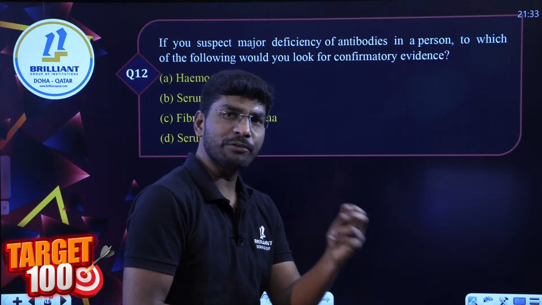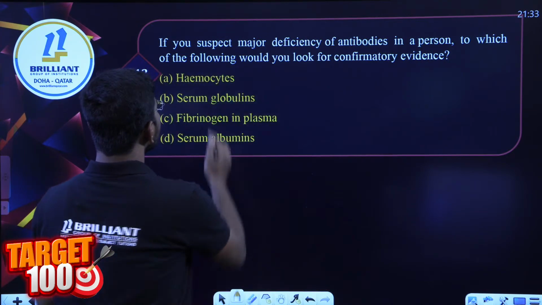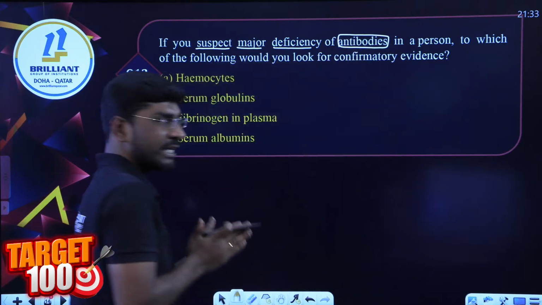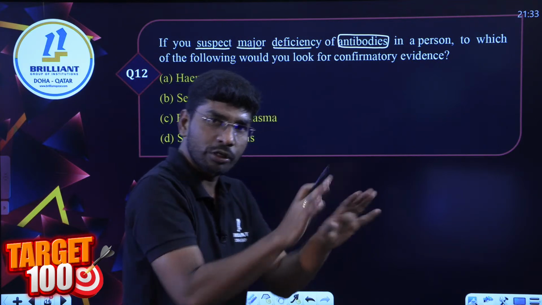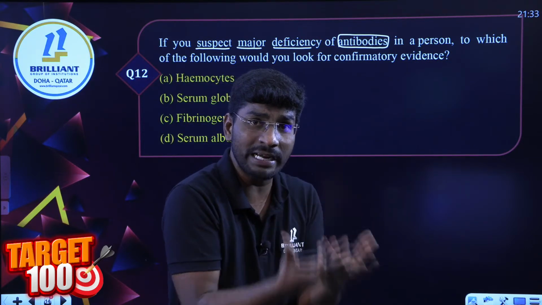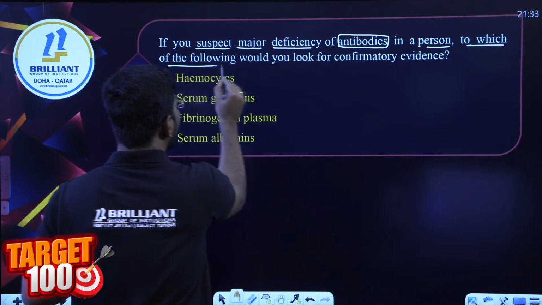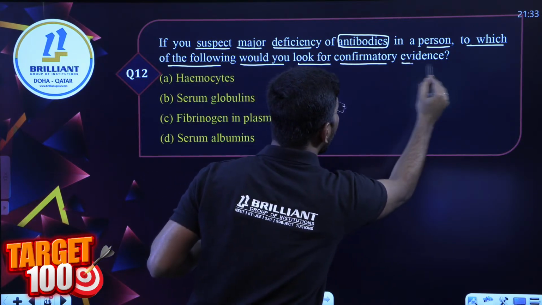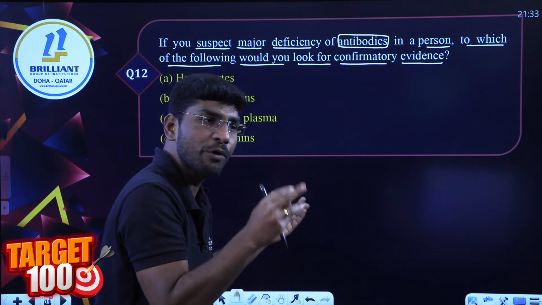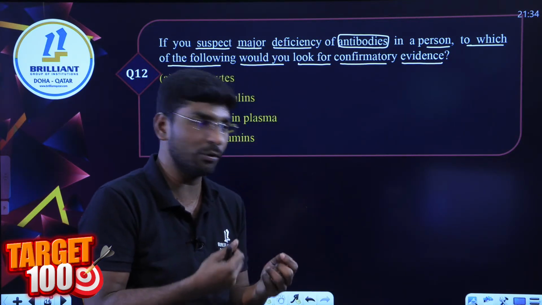This one you have to think a little. Any one of you? Come on. If you suspect a major deficiency of antibodies in a patient, you are getting a doubt. Tell me now, in such a person, in which of the following would you look for the confirmatory evidence? Out of the 4 given options here, which will you look at? Come on. I think this is a little higher order thinking question. Any one of you?